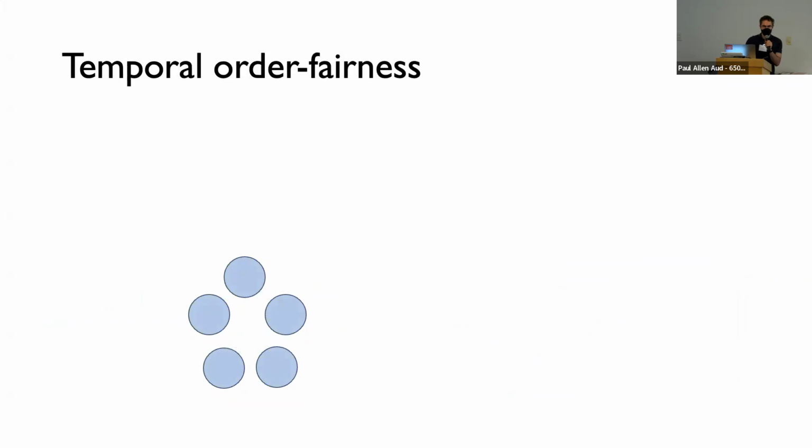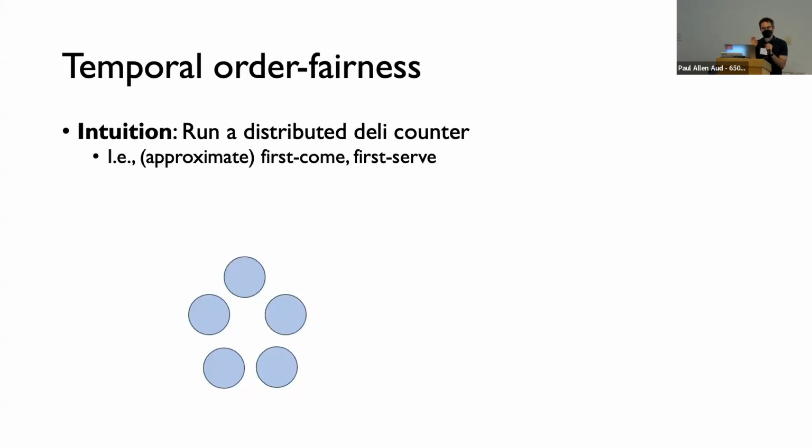An alternative approach that my group has been exploring, and in particular my student Mahimna Kelkar, who's sitting right there, has been spearheading this work. An alternative notion is temporal order fairness. Here too, the intuition is pretty clear. What we'd like to do basically is run a Delhi counter. Okay? But it's a distributed Delhi counter.